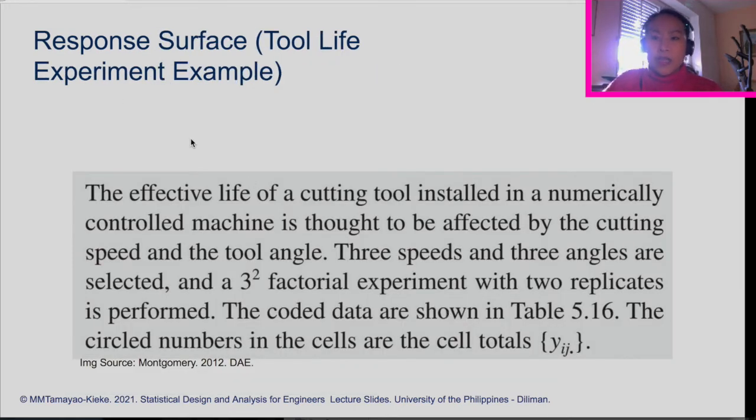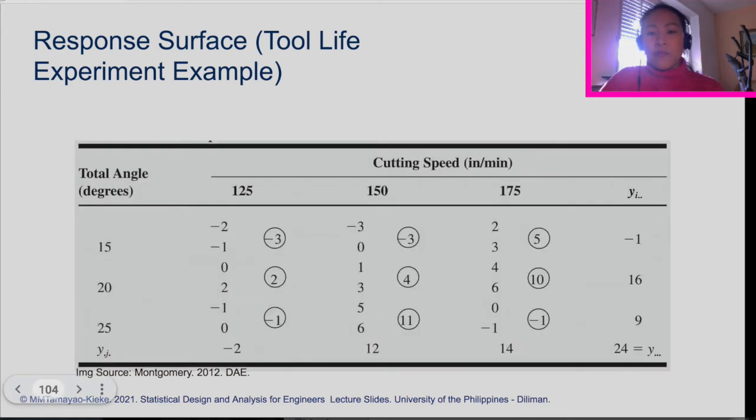Now let's look at another example for response surface. This is a tool life experiment example. The effective life of a cutting tool installed in a numerically controlled machine is thought to be affected by the cutting speed and the tool angle. 3 speeds and 3 angles are selected, and a 3 to the 2 factorial experiment with 2 replicates is performed. The coded data are shown in the following table, and the circled numbers in the cells are the cell totals.